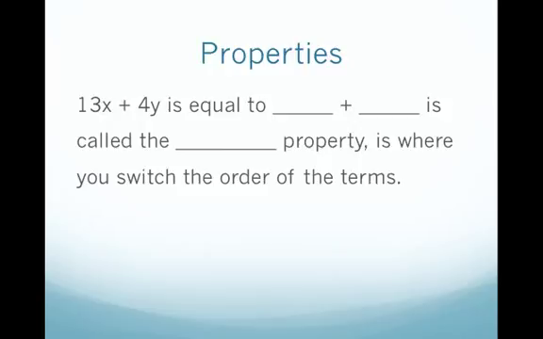13x plus 4y is equal to blank plus blank is called the blank property. This is where you switch the order of the terms. So in the first and second blank, you're going to switch the terms. And in the third blank, you're going to tell me what property it's called when you switch the terms.